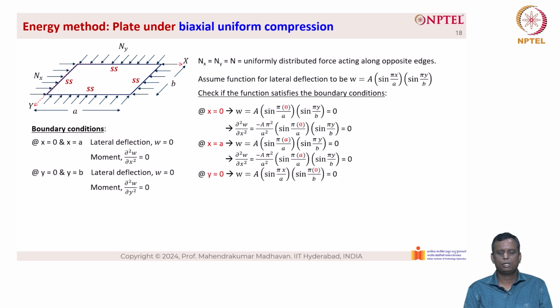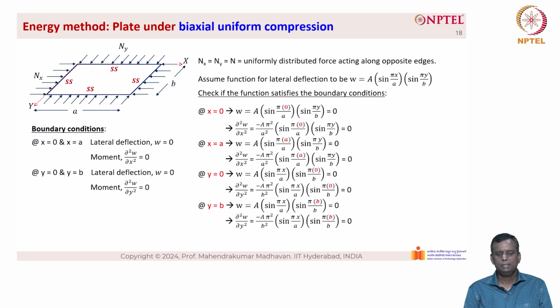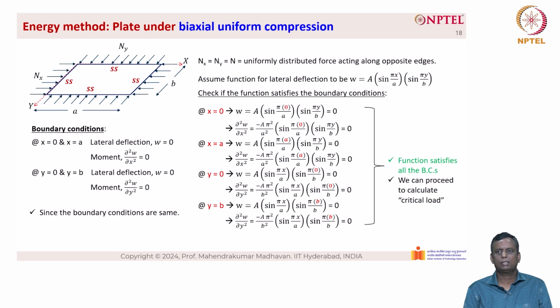Similarly, at y equal to 0, w equal to A sin pi x by a into sin of 0, which is actually equal to 0. And similarly, dou square w by dou y square also, when we substitute the term 0 in sin pi y by b, becomes 0. And for y equal to b, w equal to A sin pi x by a into sin pi b by b. So sin pi equal to 0 and hence this is also 0. Similarly, for dou square w by dou y square, which is the moment, sin pi b by b is equal to sin pi, and it is also equal to 0. Now the function satisfies all the boundary conditions. So we can proceed to calculate the critical load.